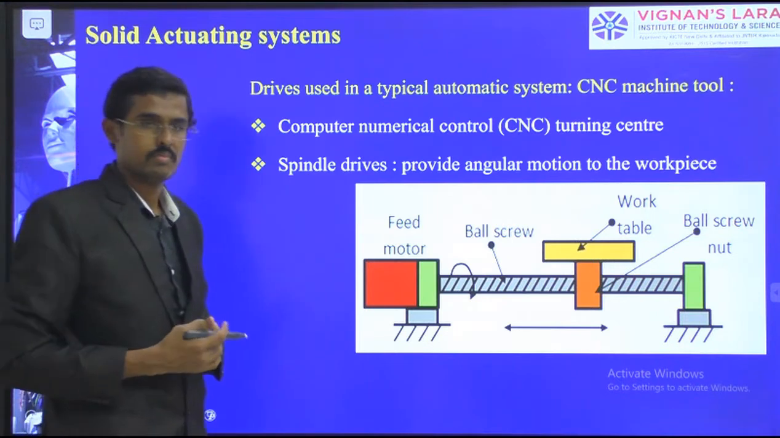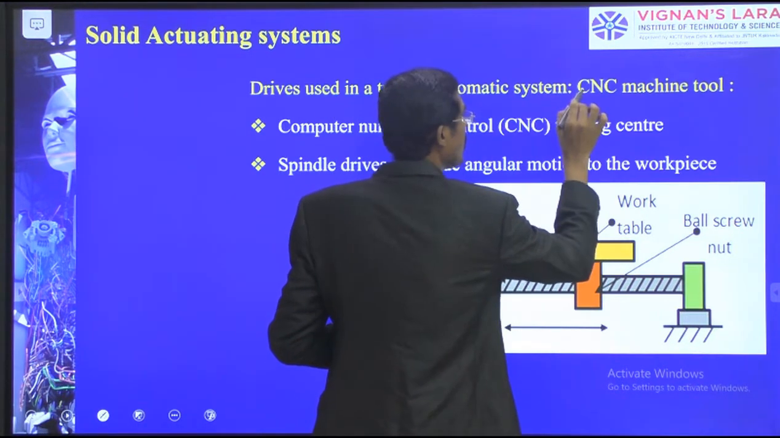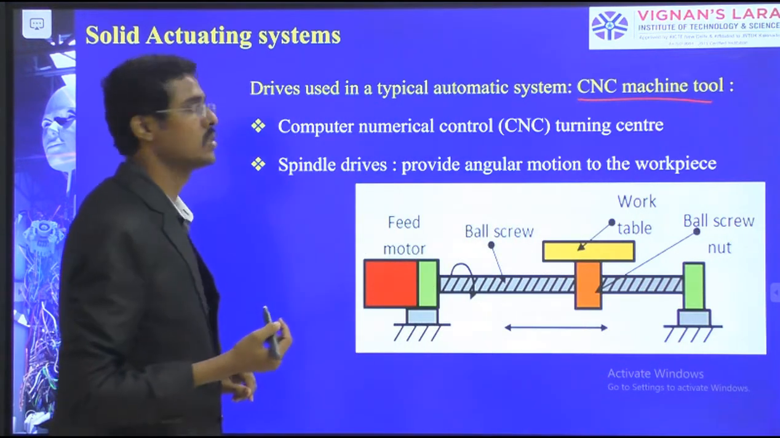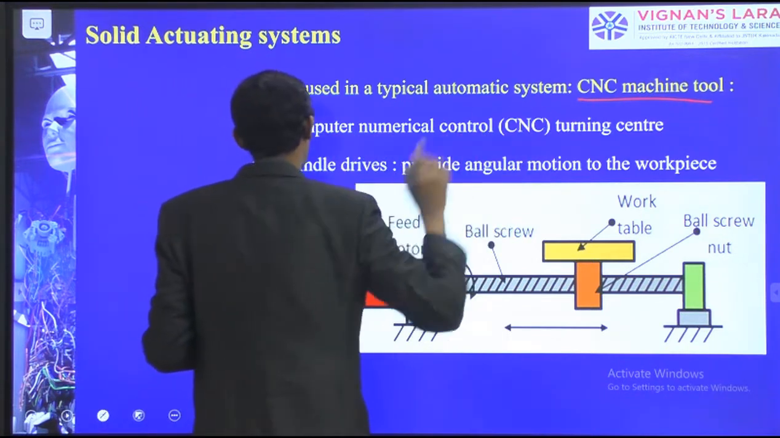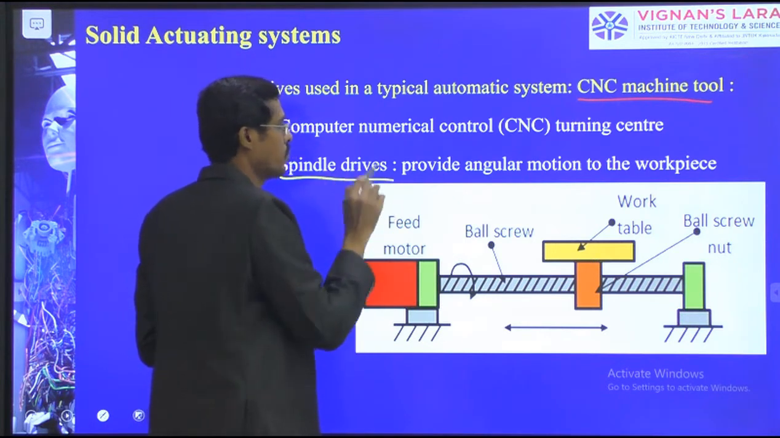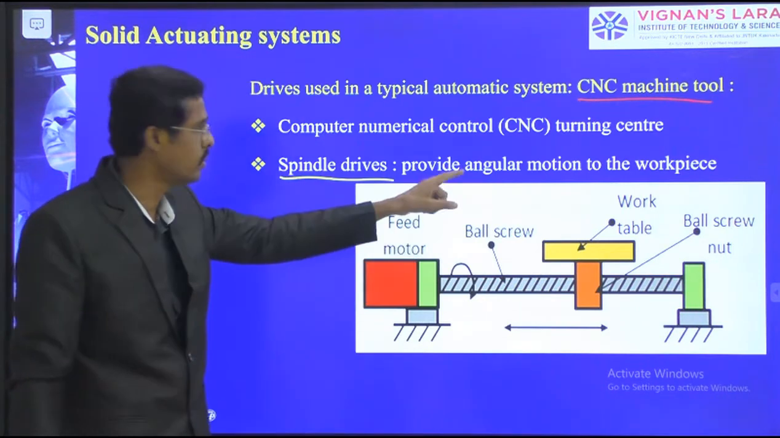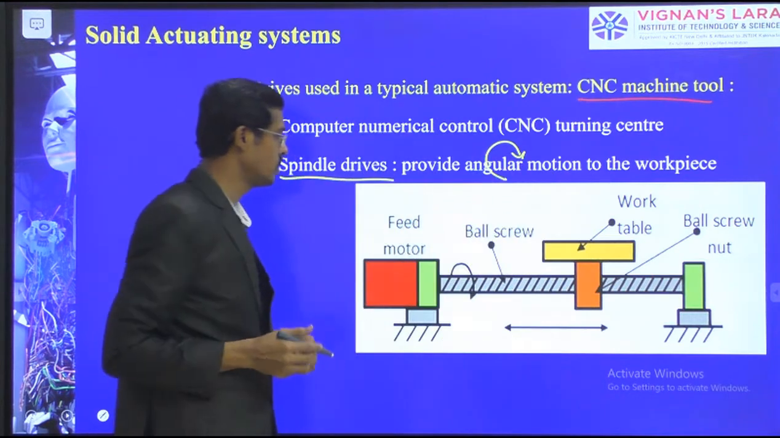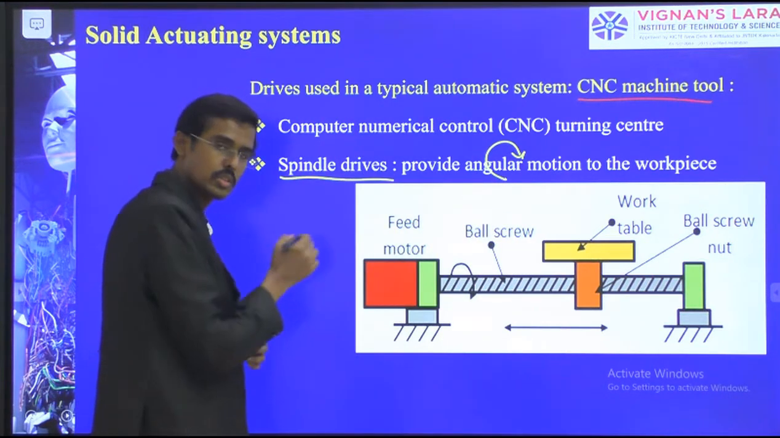Number 1. The drives used in typical automatic systems. For example, I have taken the CNC machine tool. In this machine tool setup, a computer numerical control (CNC) turning center, a spindle drive provides angular motion to the workpiece. So this is one of the actuating systems. Actuating is done; we are producing the angular motion through the spindle motor drive. So here this motor drive we have used.